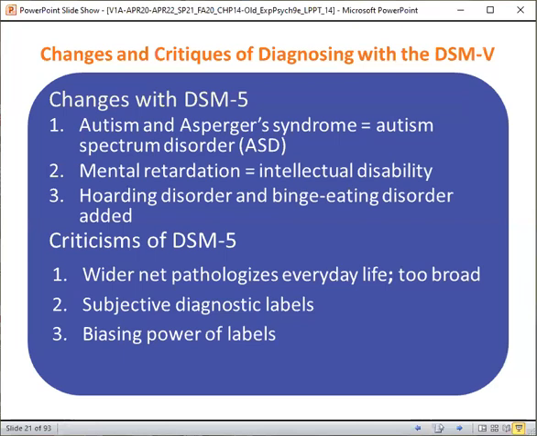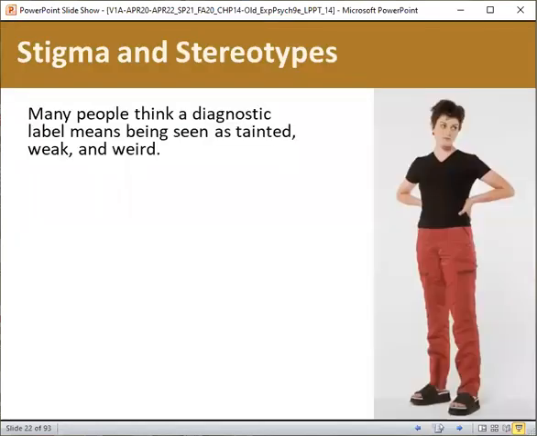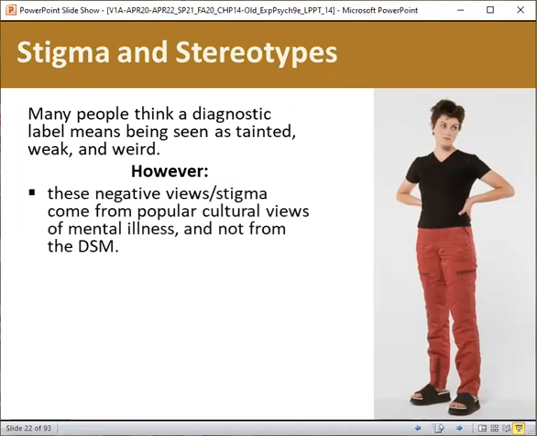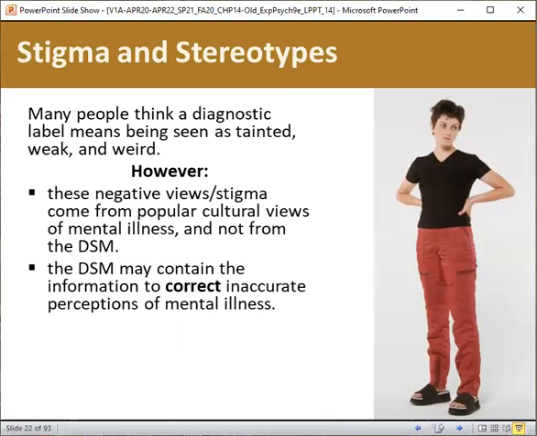So the label does have a lot of power. And that's what that item number 3 is about. It's about the biasing power of labels: once you have it, it is there. It is difficult to remove it. So many people think a diagnostic label means being seen as tainted, weak, or even weird. However, these negative views and stigma come from popular culture views of mental illness and not from the DSM. So the DSM would say, this is not because of us, it's because of popular culture. And I will have to state there is a lot of support for that. So the DSM may contain the information to correct inaccurate perceptions of mental illness.